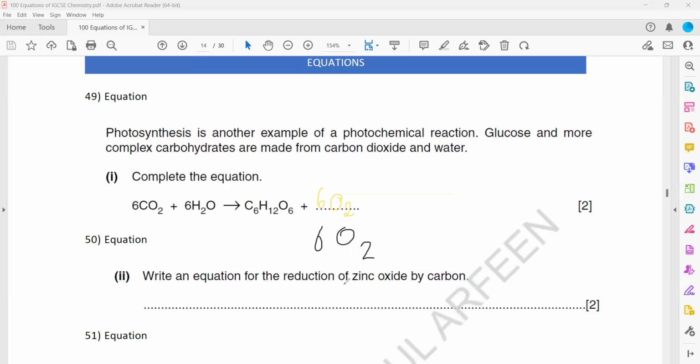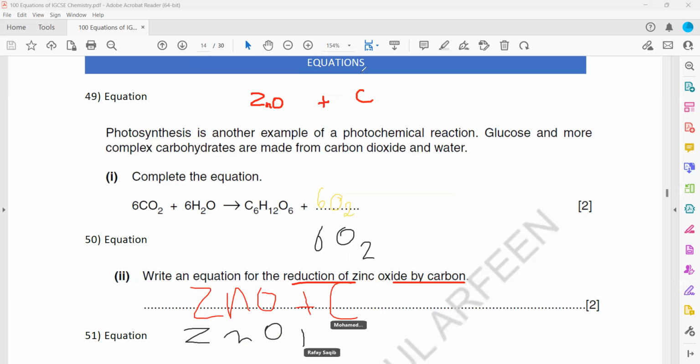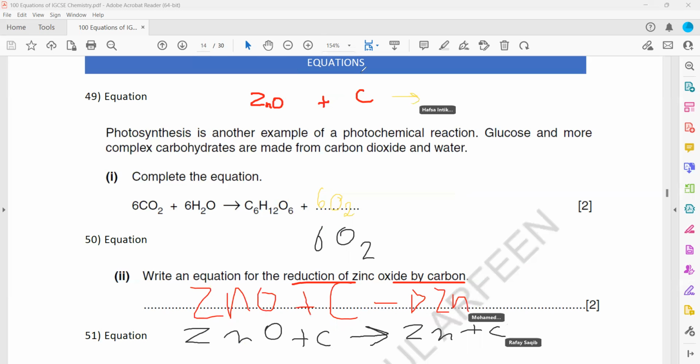The next is: write an equation for the reduction of zinc oxide by carbon. If we have zinc oxide and we want to reduce it by carbon, here they specify that it has to be carbon because it can be reduced by carbon monoxide as well. Reduction means removal of oxygen. So carbon will displace the zinc, and carbon will take its position. As a result, it produces zinc plus carbon monoxide.